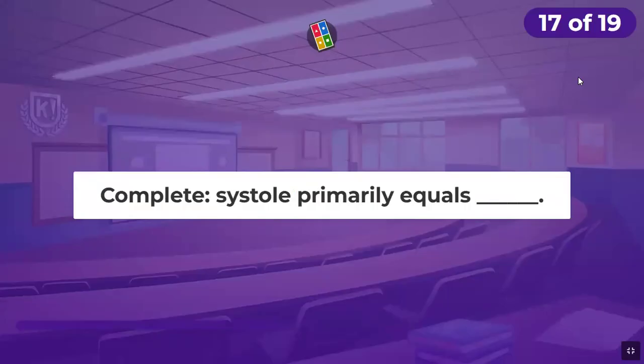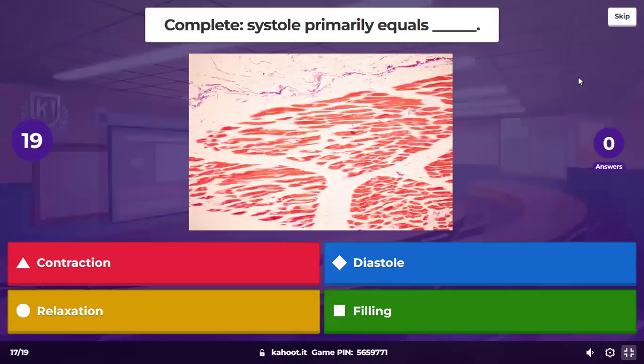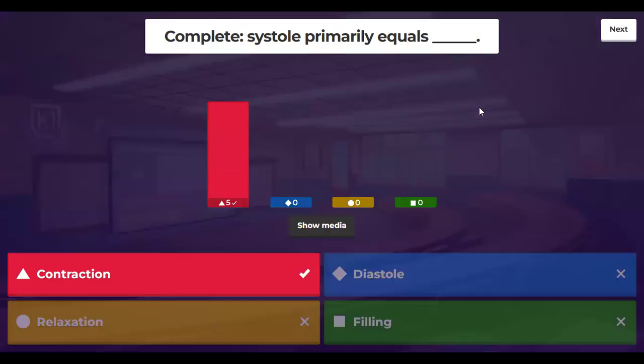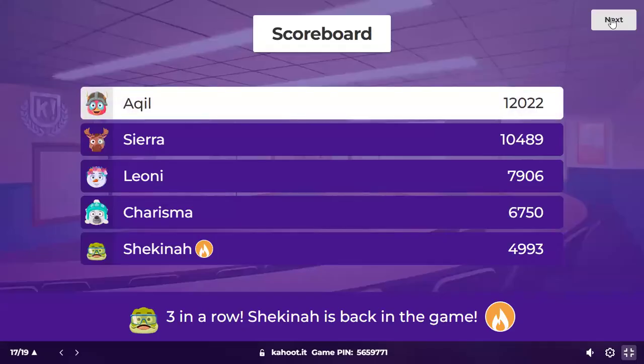Almost done. Systole primarily equals contraction, diastole, relaxation, or filling. What does systole mean? Very good. Contraction. Very good, guys.